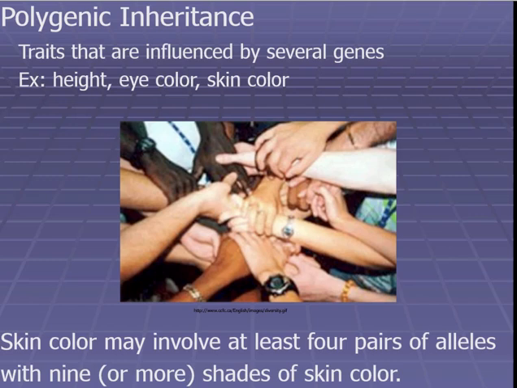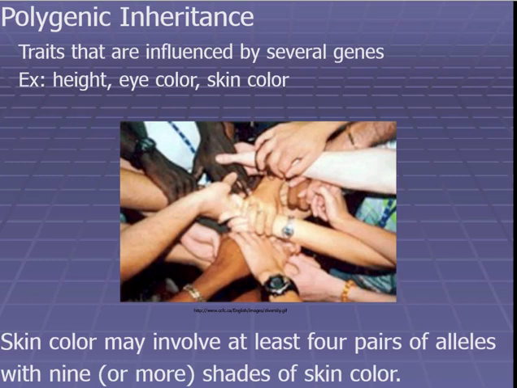Okay, the first more complex form of inheritance we're going to talk about is polygenic. The prefix poly means many, and then genic, many genes. These are traits that are influenced by several genes, not just one gene. There's not just a dominant and recessive. Examples of these kinds of traits include things like height, eye color, and skin color.